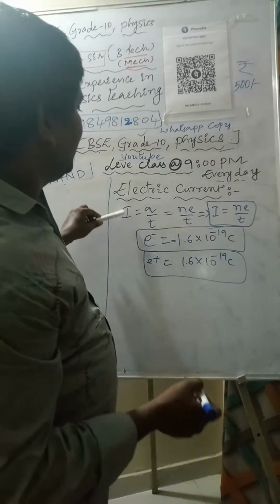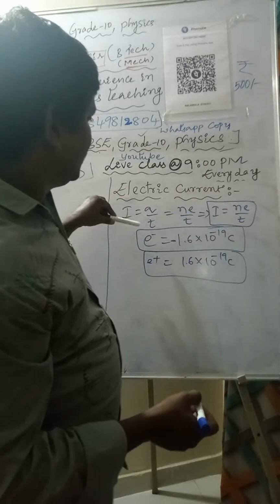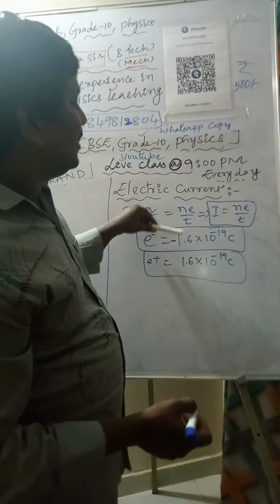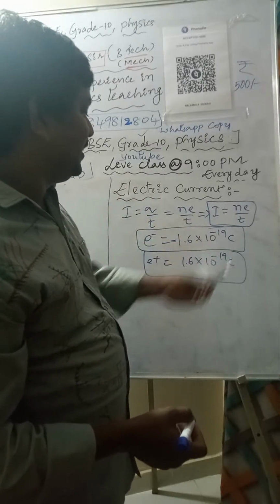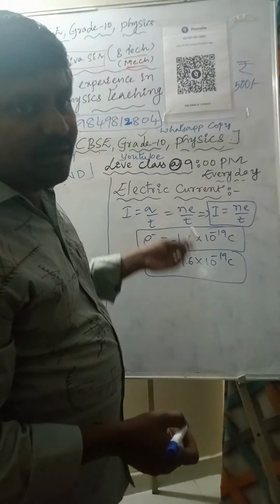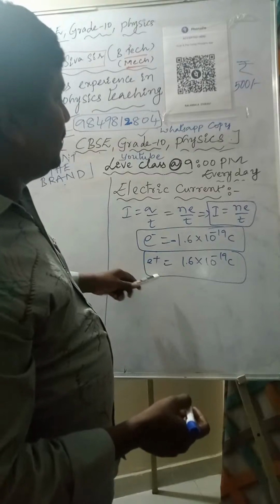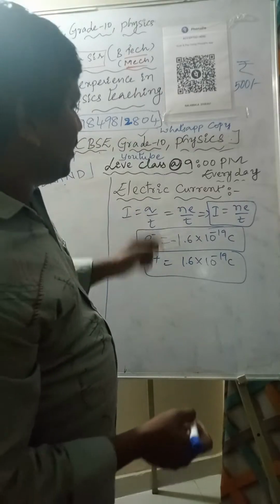So here, I equals Q by T, which is Ne by T. That is nothing but the charge on an electron. The charge of an electron is 1.6 into 10 power minus 19 coulomb. Positive charge, if you take, negative charge I am considering now. So that's enough. Very, very important point. Based on this, problems will come.